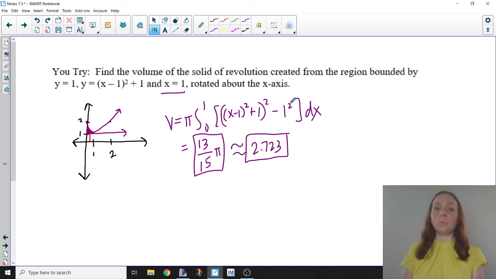You don't really have to write it as 1 squared, but I wanted to show that it is the upper function squared minus the lower function squared. And then finally, when you integrate, whether it be by hand or calculator, you should get 13 over 15 pi, or approximately 2.723.